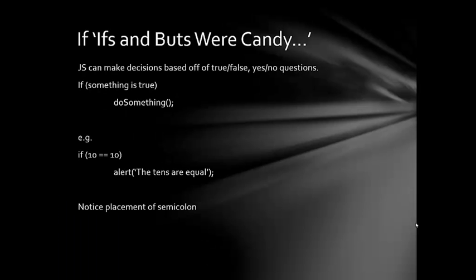Now in JavaScript, like in other languages, we can make decisions based off of yes, no, true, false, on, off type scenarios. For example, if something is true, then let's run some code. If it's not, we won't run that code. So it's a yes, no type of scenario. So if 10 is equal to 10, then alert the 10s are equal.